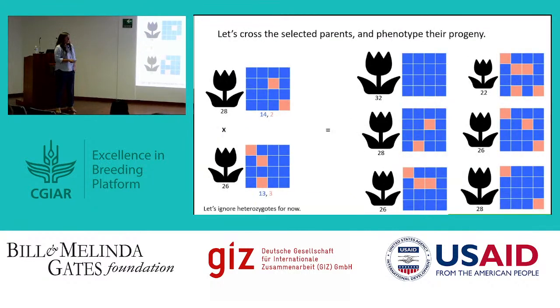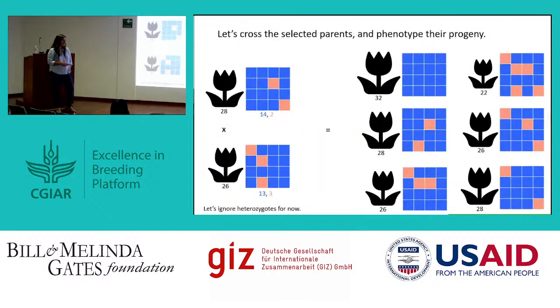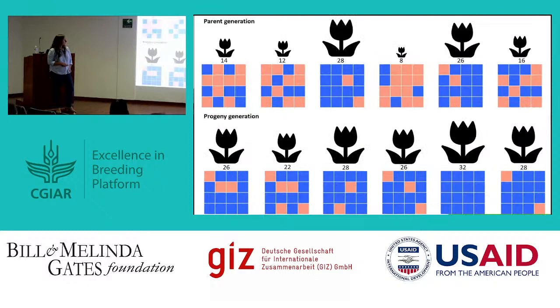Now we're going to go ahead and cross those parents we selected and phenotype their progeny. Again, ignoring heterozygotes, we just pick some of these and throw them into a new genotype. Like I said, since we kept this individual that had that good allele, we have a better possible genotype. All of these genotypes are on average better than the mean from this population, right? You already know that. We've seen that a few times. But yeah, there we go. It's all good.